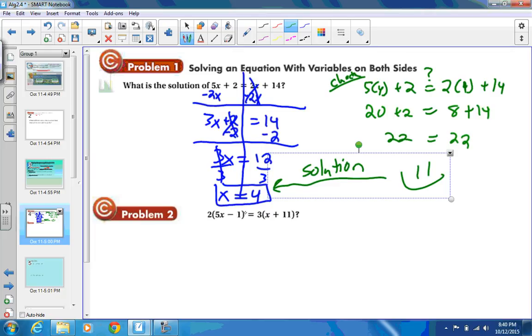All right, so that is how we follow these steps. Again, once you get the variable terms to the same side, really we're just solving a two-step equation. So like here, this ended up being 3x plus 2 equals 14. Really, it's just a two-step equation then. All right, this one over here, which I'd like you to for sure write down, this example number 2.